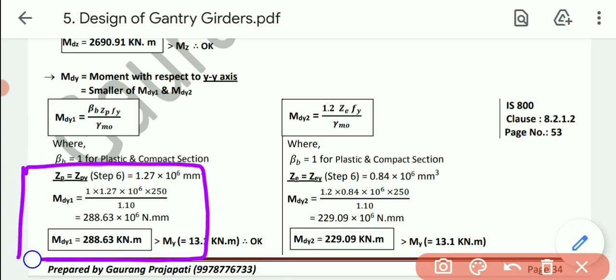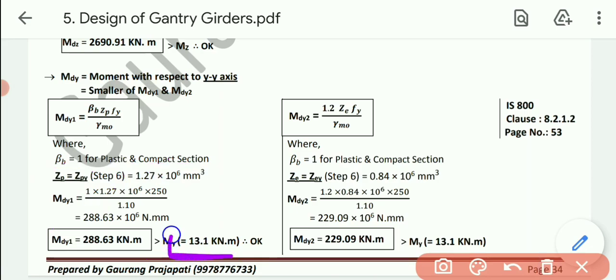Beta b is 1, Zp, that is Zpy, is 1.27 into 10 raised to 6, Fy is 250, and gamma m0 is 1.10. By simplifying the term, I will get the answer Mdy1 as 288.63 into 10 raised to 6 Newton into mm. Okay, so let's convert it into kilonewton into meter, multiply by 10 raised to minus 6. Meanwhile, it should be greater than My, that is 13.1, and it's okay, no problem with that one.